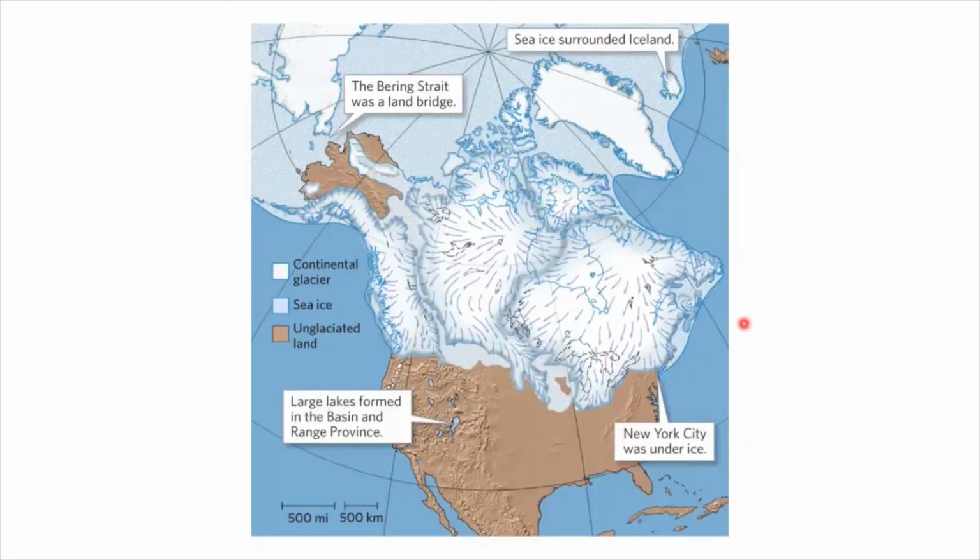This is an image of the maximum advance of the glaciers. Okay. And you can see some of the flow direction of those glaciers. And this occurred during the Pleistocene. That was the last major ice age in North America. And it ended roughly 10 to 11,000 years ago when the climate started to warm.